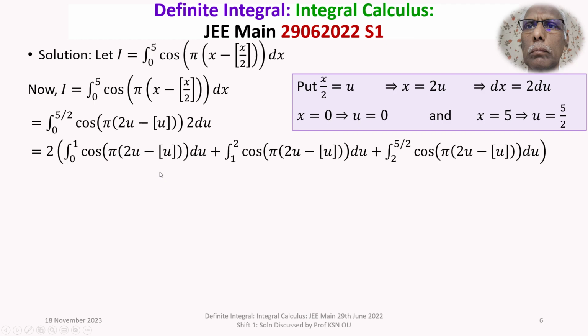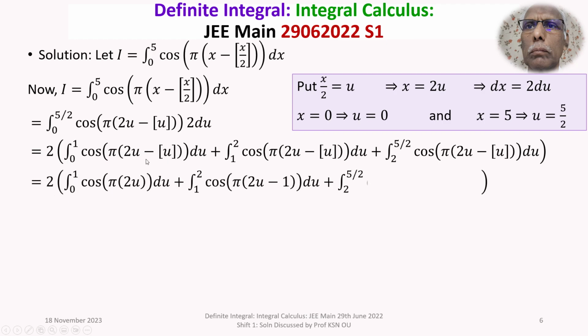Substitute them. So this will be 2 times the integral 0 to 1 of cos of 2 pi u du, plus integral 1 to 2 of cos of pi (2u minus 1) du, because [u] is 1, and integral 2 to 5 by 2 of cos of pi (2u minus 2) with respect to u, and [u] is 2 in this interval.